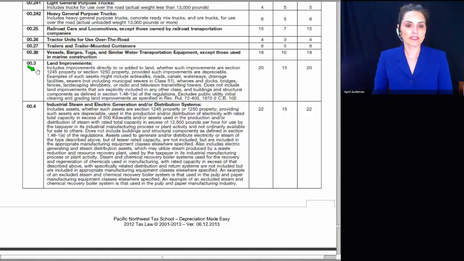Examples of such assets include things like sidewalks, roads, canals, waterways, drainage facilities, sewers (not including municipal sewers), wharves and docks, bridges, fences, landscaping, shrubbery, or radio and television transmitting towers. Does not include land improvements that are explicitly included in other classes and buildings and structural components as defined in Section 1.481E. That was interesting, wasn't it?